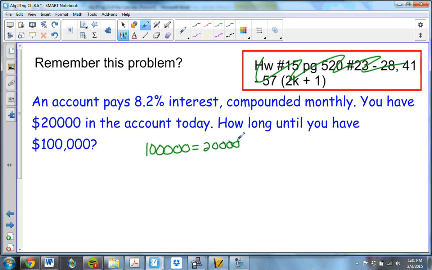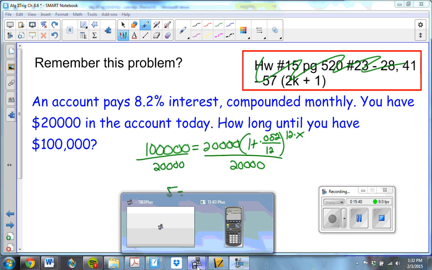100,000 equals 20,000 times 1 plus, my interest rate is 0.082, and I have this compounded monthly. And so the question is, how long does this take? We have the x up there as a variable, which makes this more difficult. But I want to try and get the x by itself. The first thing I do is divide both sides by 20,000. That means that 5 equals whatever that is, so let's just work that out.